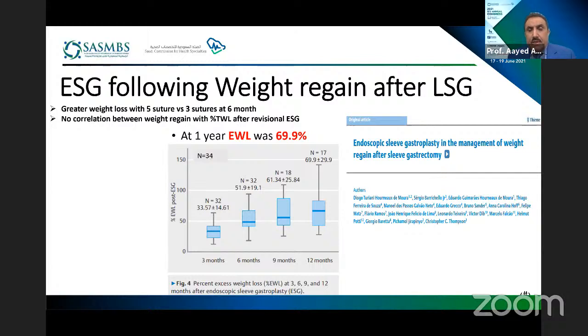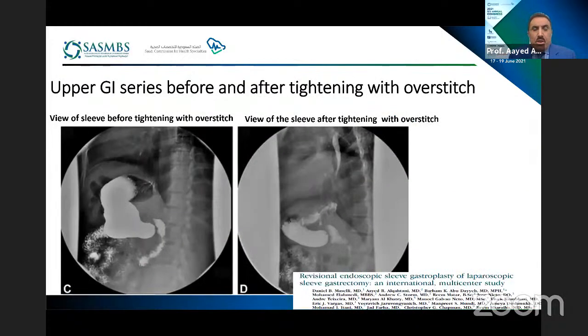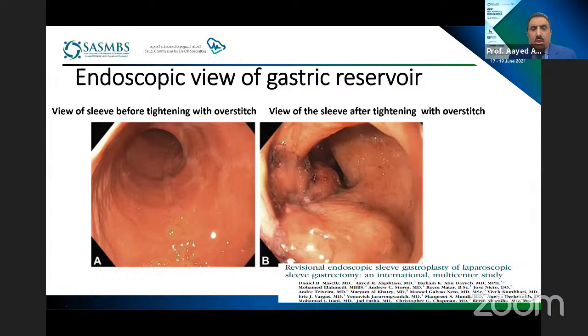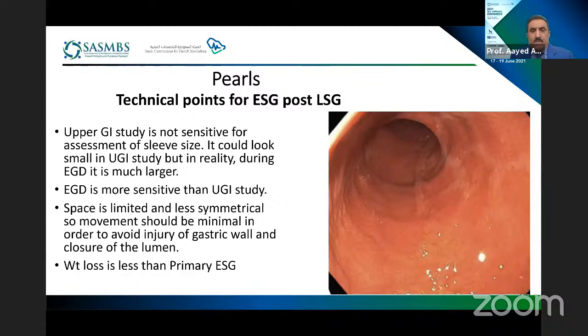There is another paper from our friend Diego from Dimora and his team in Brazil, and it showed almost the same result. This is how it looks post laparoscopic sleeve gastrectomy, and you see a dilated stomach. Upper GI study is not always accurate, but this is one example, and this is when you see it dilated, or at least there is a good size sleeve, and you can tighten it with endoscopic gastroplasty.